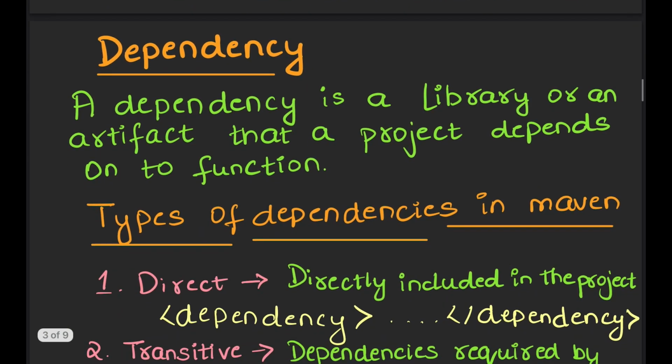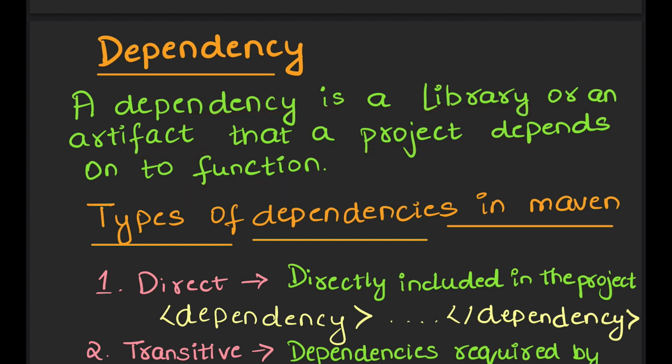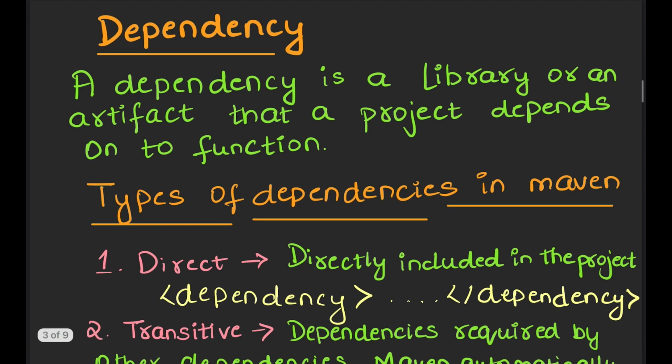To start with, let us see, what do you mean by a dependency? A dependency is a library or artifact that a project depends on to function. Dependencies may be external, or it may also be your own dependency that you created. When you add a dependency to a Maven project in the pom.xml file, Maven will automatically download the dependency and add them to your project. You don't have to worry about downloading and installing the libraries.